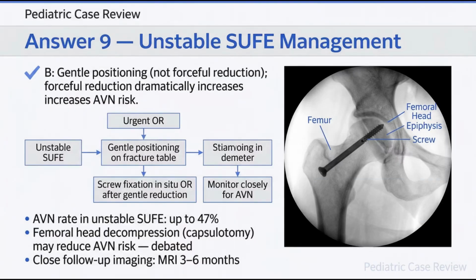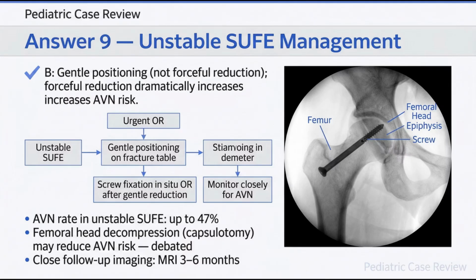Gentle positioning may be attempted, but forceful reduction is absolutely contraindicated. In unstable slipped upper femoral epiphysis, the surgical protocol involves urgent transfer to the operating room, gentle positioning of the limb on a fracture table, and then screw fixation either in situ or after gentle positioning reduction. The avascular necrosis rate in unstable slipped upper femoral epiphysis reaches up to 47%. Forceful manipulation further compromises the already tenuous blood supply to the femoral head and must never be done.